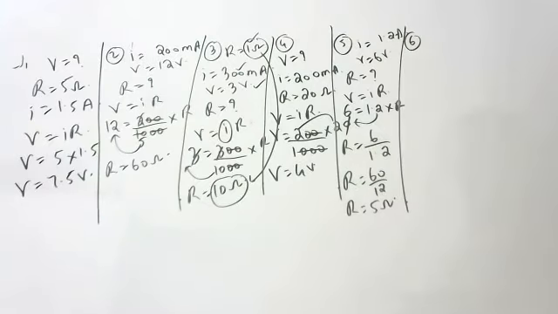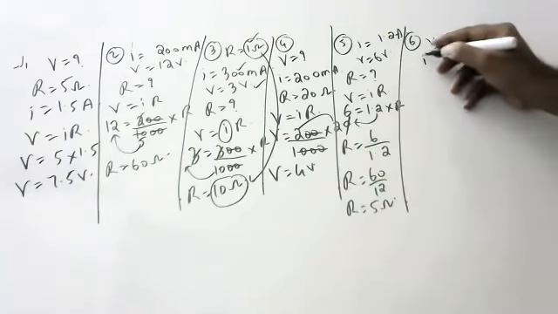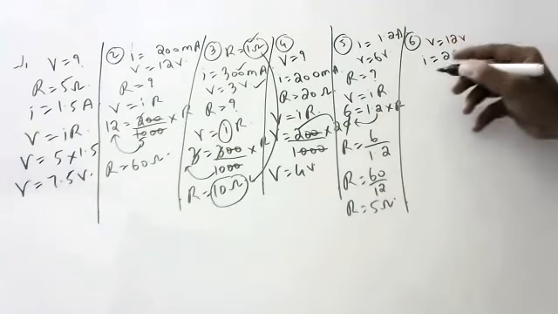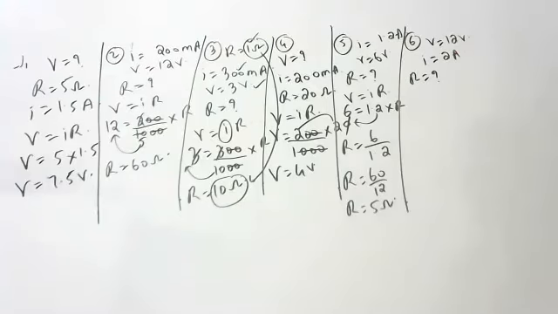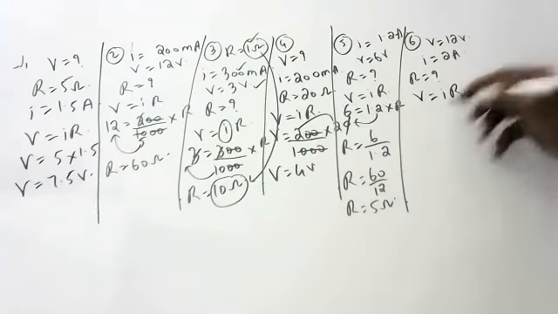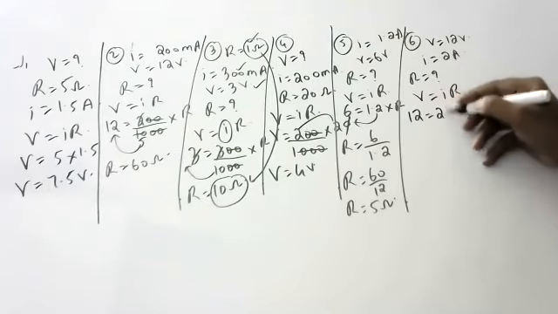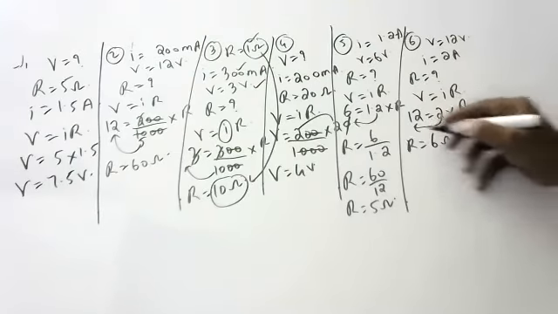Next, Alekya, you tell this one. A car bulb connected to a 12 volt battery draws a current of 2 amperes. What is the resistance? 12 is equal to 2 into R. 12 by 2 is 6 ohms.